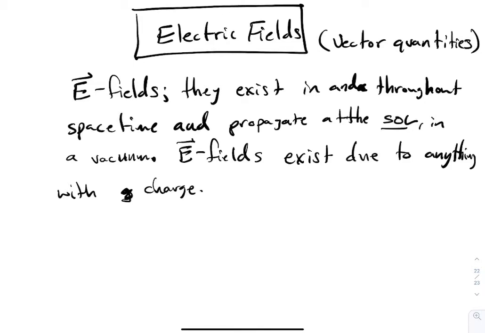Anytime we talk about a charged body or a point charge, we know right away that those charges must be creating an electric field around the body that we're talking about, in and throughout space-time. So E fields exist due to anything with charge. They allow us to predict the behaviors of charged particles.